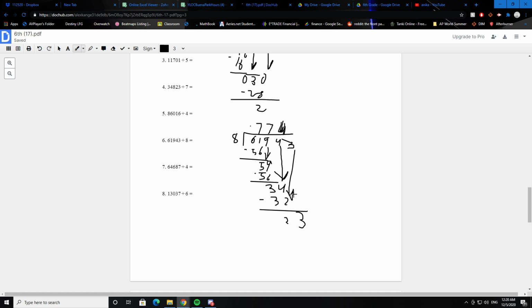23. 8 can go into 23 3 times. No, sorry, twice. 16. Okay. And the answer of this is 7. Now, you don't have any numbers left over to bring down to help you solve this problem. So the answer is 7, 4, 2, remainder 7.